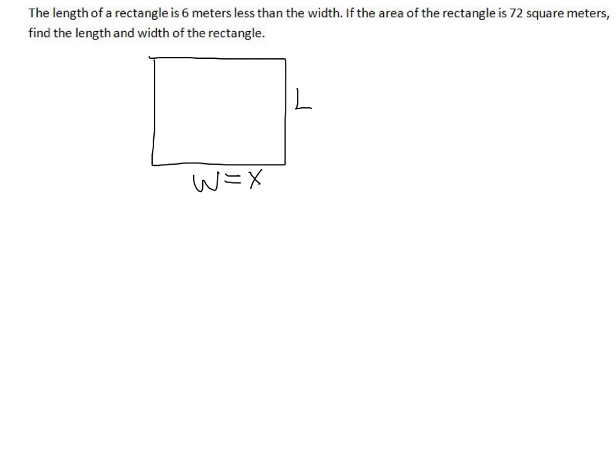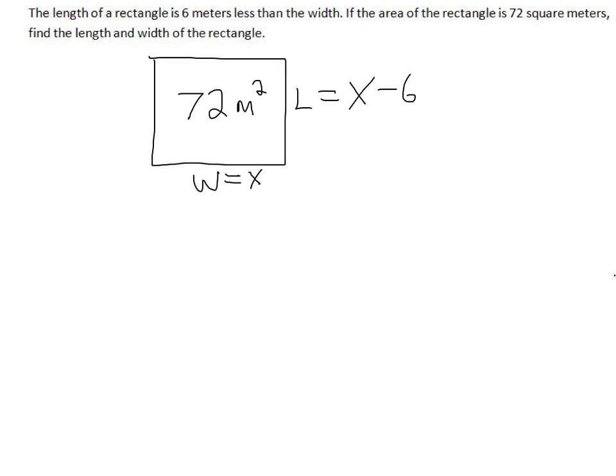Now the length, L equals 6 meters less than the width. So you take the width and you subtract 6. Alright, so we now have the length and the width in terms of a variable x. Next up, it says the area is 72. Often the area is written inside. In this case, it was 72 square meters.